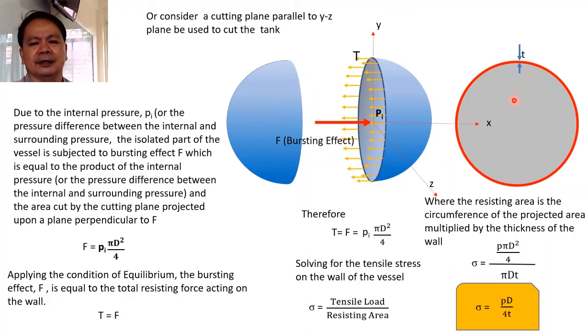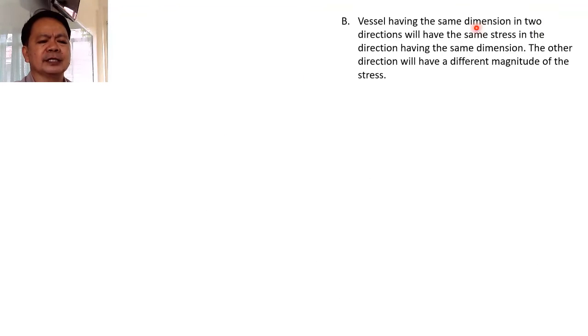Now, the second type of vessel is one where the vessel has the same dimensions in two directions, and the third dimension is different. What happens? The vessel will have the same stress in the two directions, having the same magnitude, and there will be a third stress acting along the other direction.